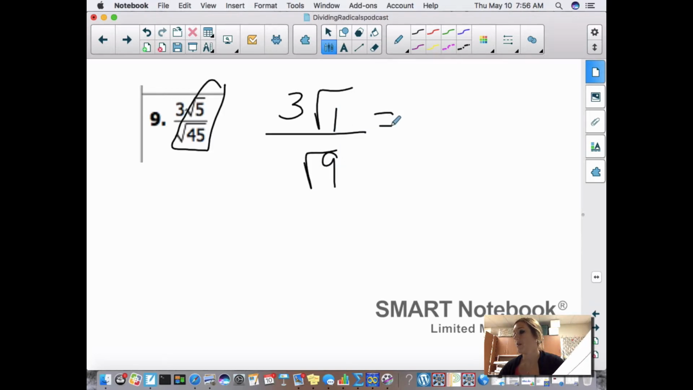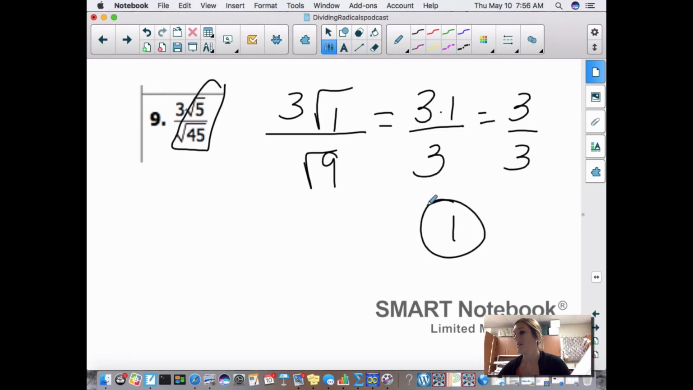Simplify. 3 times square root of 1. Square root of 1 is just 1, so it's like 3 times 1. Radical 9 in the denominator is 3. 3 times 1 is 3 over 3. My final answer is 1.